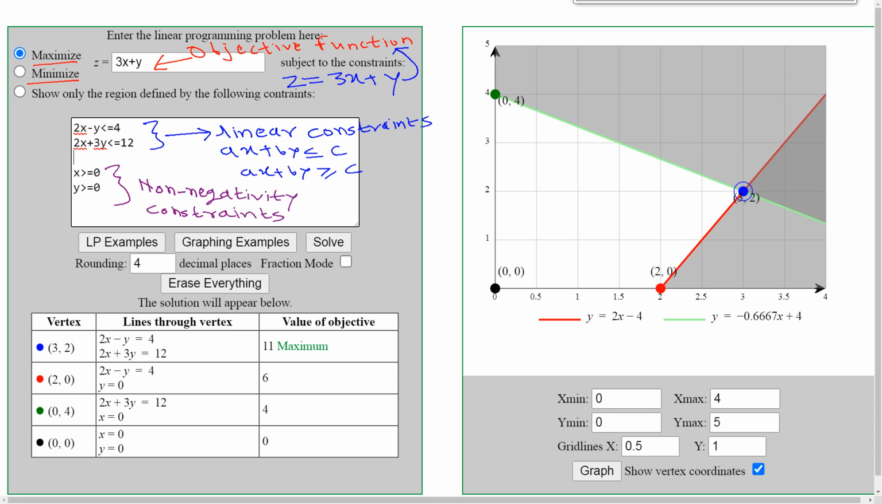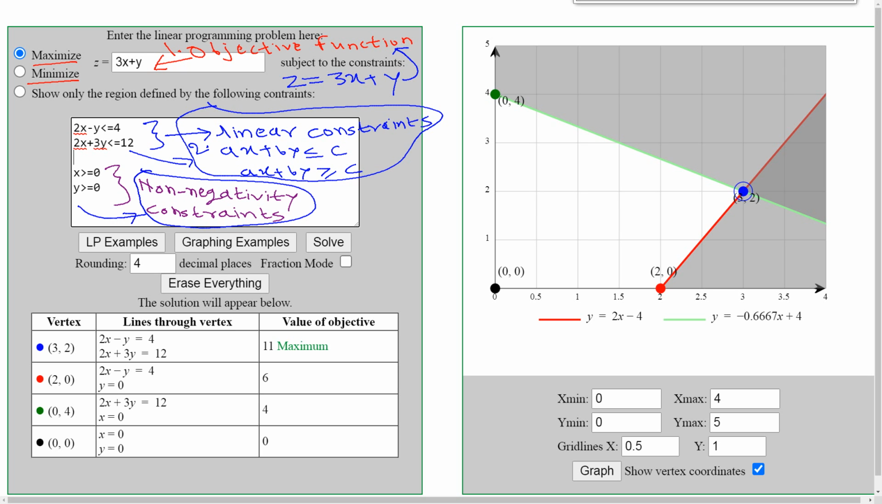Which are the three parts? First, the objective function. Second part, linear constraints, which are inequalities of this type. And the third part is non-negativity constraints.